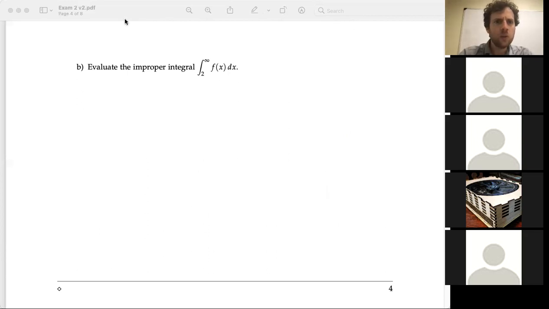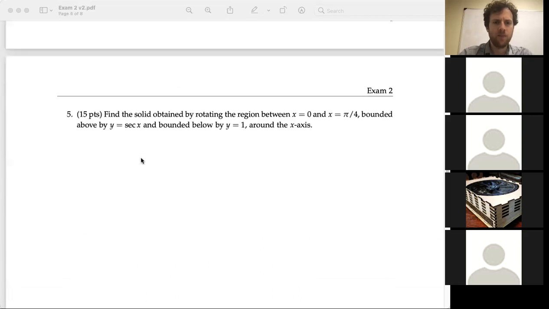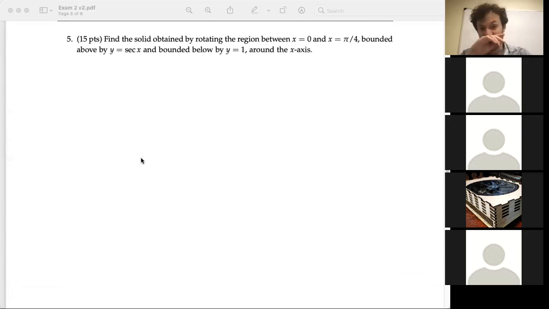So then we can do the last one. Let's find the volume of the solid obtained by rotating the region between x equals 0 and x equals pi over 4, bounded above by secant and bounded below by y equals 1, around the x-axis.